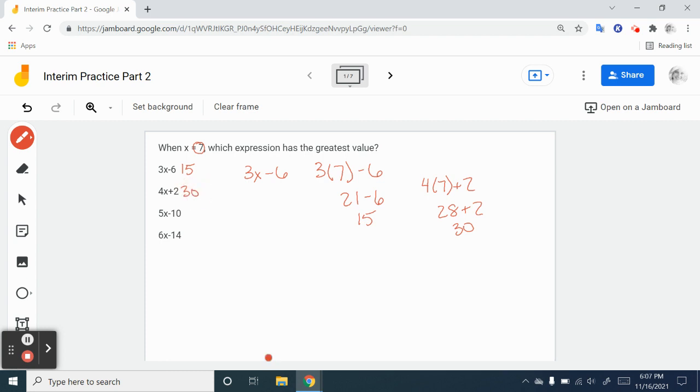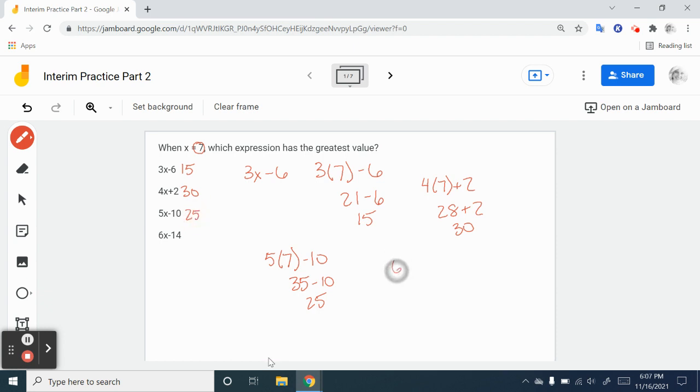Okay, the next one is 5x minus 10. So I'm going to do 5 times 7 minus 10, because I'm substituting 7 in for the x. So 5 times 7 minus 10. 5 times 7 is 35. 35 minus 10 is 25. So this one is 25.